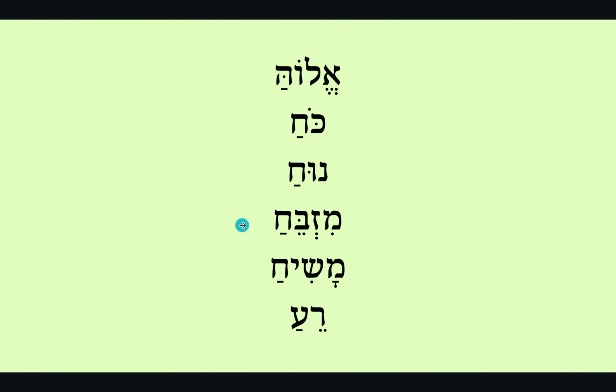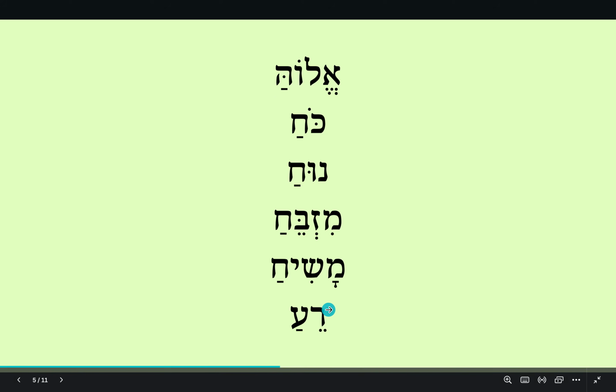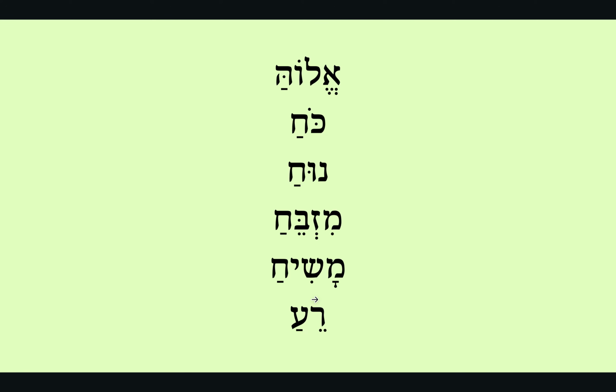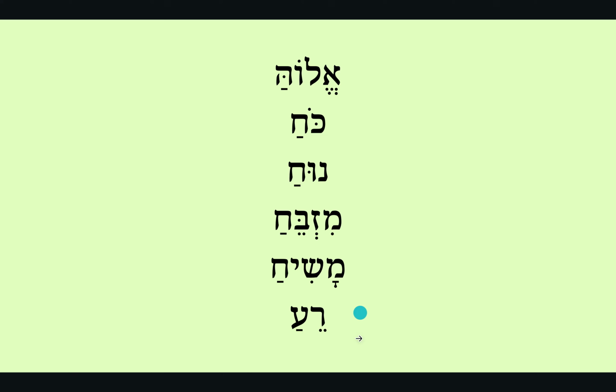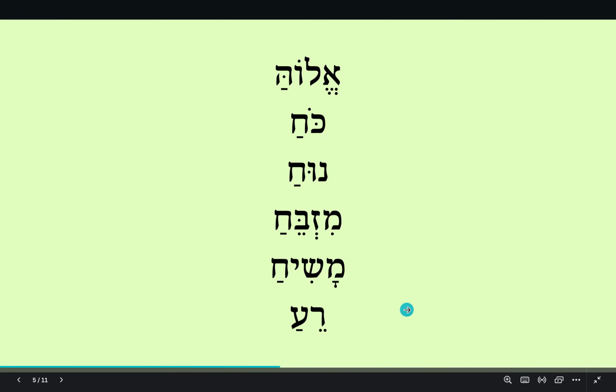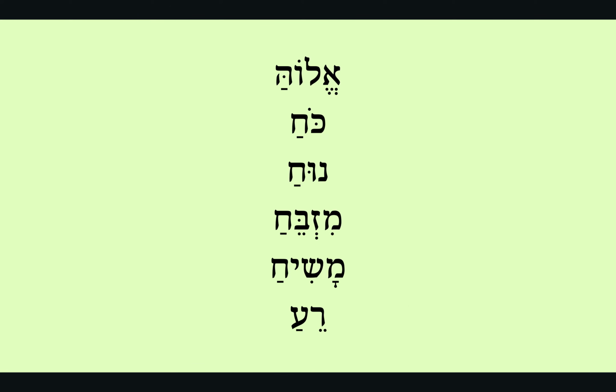Mizbeach, altar. Mashiach, Messiah. And rea. Now you might say that has initial stress. Kind of. It has penultimate stress, and this word only has 2 syllables. So the penultimate syllable, the syllable that comes before the last one, happens to also be the first syllable. Rea. So we're not going to call that initial stress. Actually, we're going to call it penultimate stress. It just gets pushed back by that sneaky patach, pushing her way through to the end of the line.